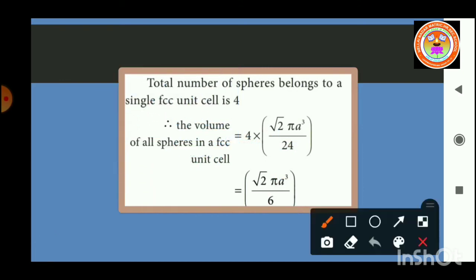What is the next one? The total number of spheres belonging to an FCC unit cell is equal to 4. So the volume of all spheres in the FCC unit cell is 4 into root 2 pi a cube divided by 24. Shall I cancel it? It becomes 6. So the value is equal to root 2 pi a cube divided by 6.